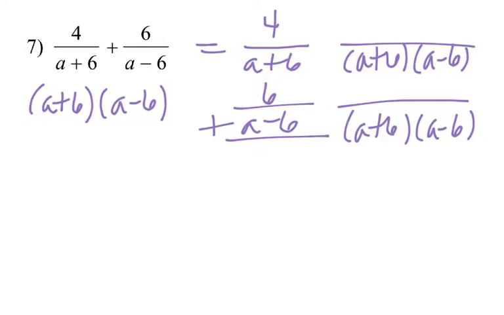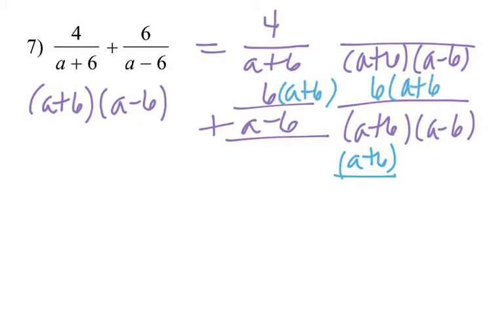So you're going to say, all right, what do I have to multiply a minus 6 by to get a plus 6, a minus 6? Well, obviously you need to multiply by a plus 6, right, to get both of those. That's what you're missing. So we're going to go up here, and this is what we'll get for your new numerator for the bottom fraction.